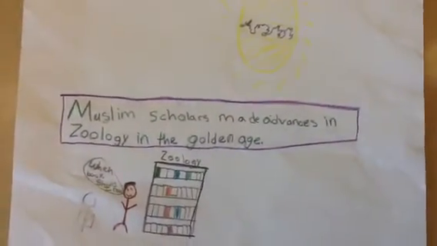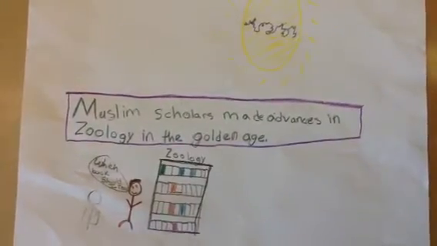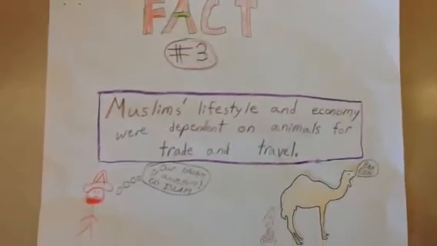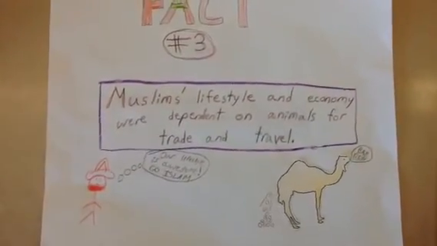Muslim scholars made advances in zoology in the Golden Age. Medicine could be extracted from animals. Muslims' lifestyle and economy were dependent on animals for trade and travel.